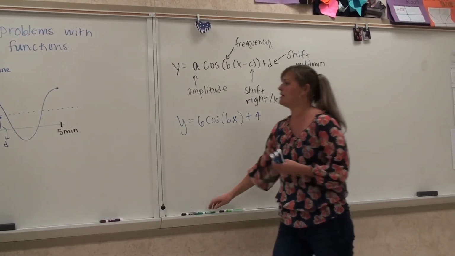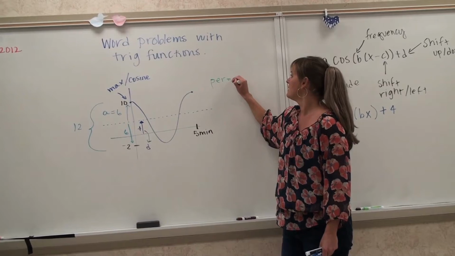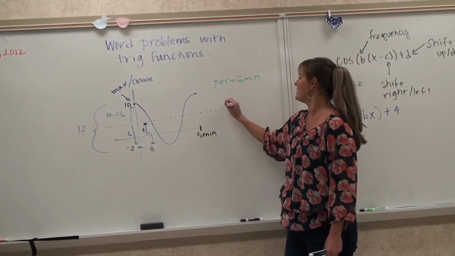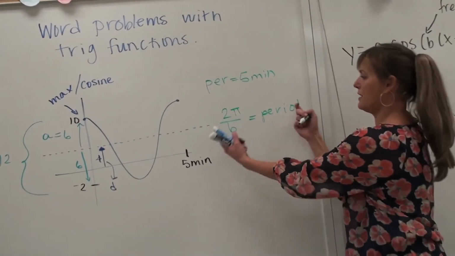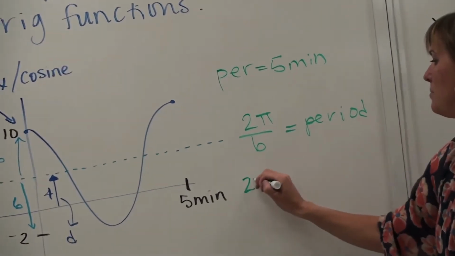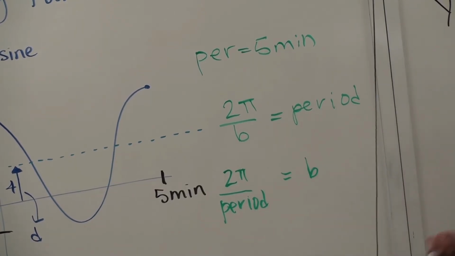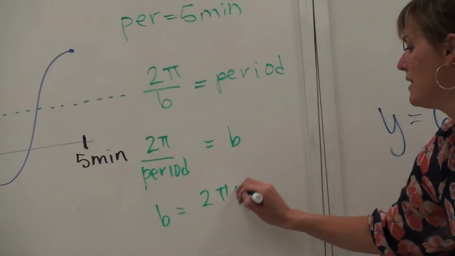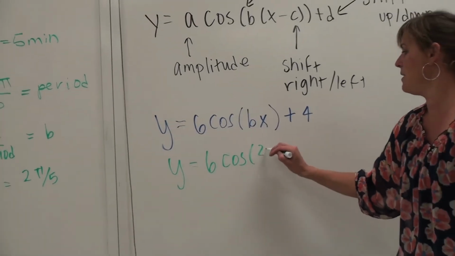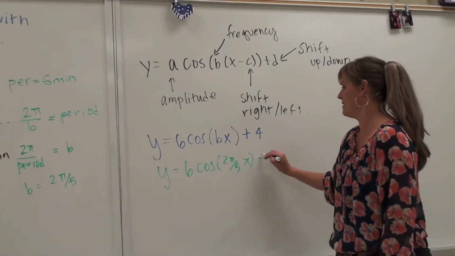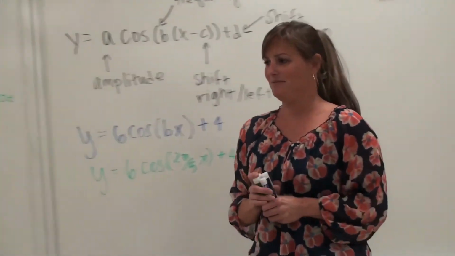So to figure out the B part, it's not too bad. All I need to realize here is that the period is equal to 5 minutes. And I know that 2 pi over B is equal to the period. So remember that cool trick that we can just switch these two things? So 2 pi over the period is really just equal to whatever that B value is. So B is just equal to 2 pi over 5. So I write my equation like this: 6 cosine of (2 pi over 5 times x) plus 4. And now we're ready to work on a real word problem.